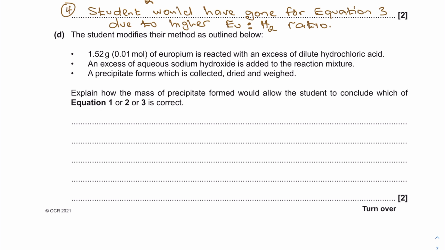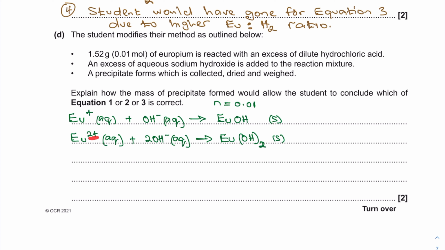Well, the first thing we have to remember is that the mole for this reaction here is 0.01 mole, and the first equation, Eu+ aqueous plus OH minus aqueous, gives you EuOH, and that's solid. And the second one with the Eu2+ here will require 2 OH minuses in order to balance that up, and you then form Eu(OH)2. Again, that's solid. And you can guess what would happen with Eu3+, which requires 3 OH minus aqueous. We then give you Eu(OH)3. Again, that's solid.